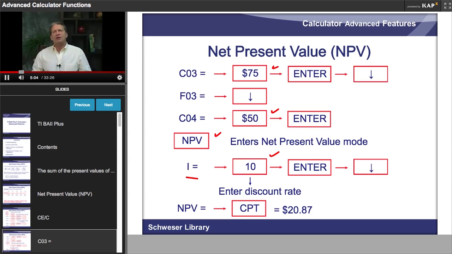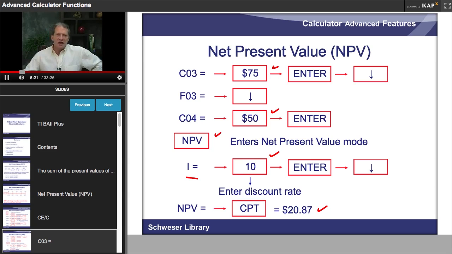Then scroll down and you'll get to NPV, but that's not your real NPV. That's the old NPV, 0 if you've cleared everything. Now hit compute, and you can compute that net present value of $20.87.